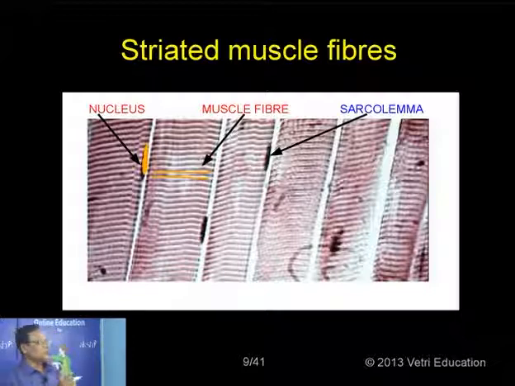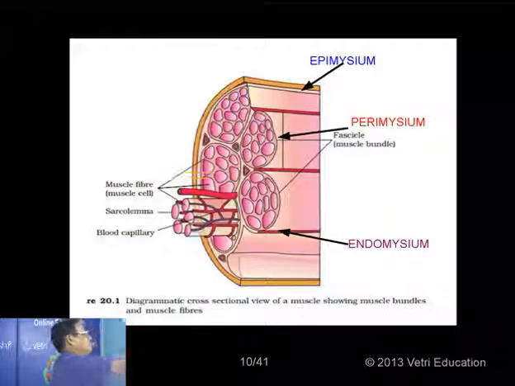So we are using the word often, this fiber that is nothing but a cell which is elongate. That is why the name is given, striated muscle fiber. Now I just want to show the epimysium, perimysium and the endomysium. I want to show two diagrams.